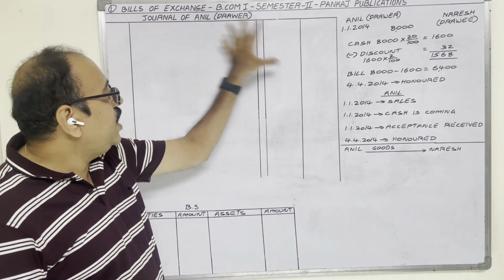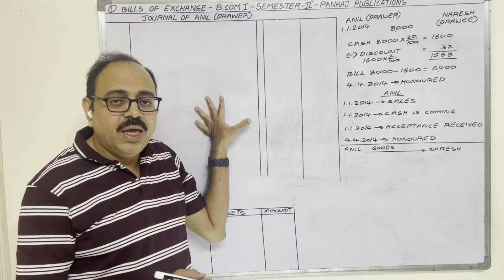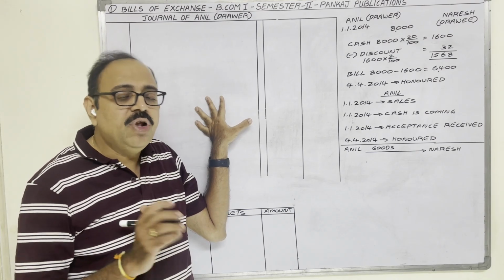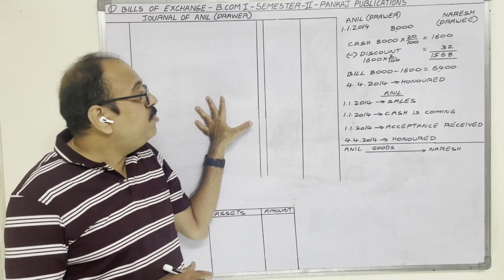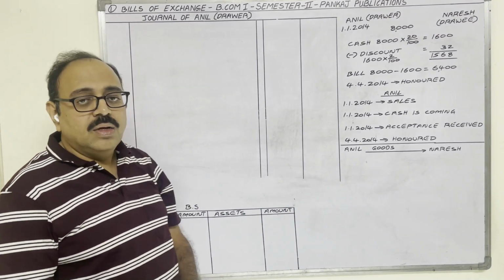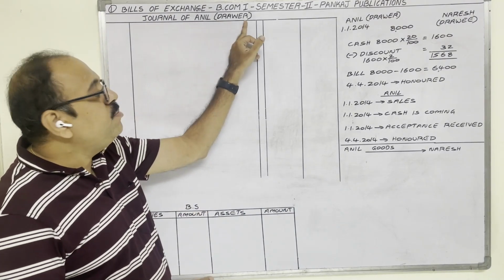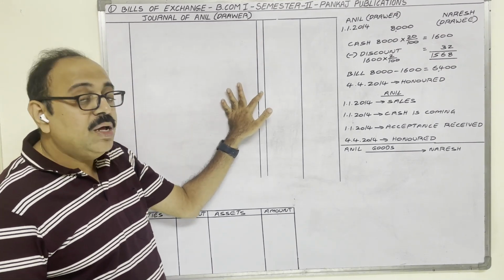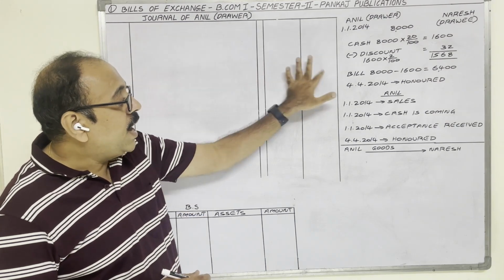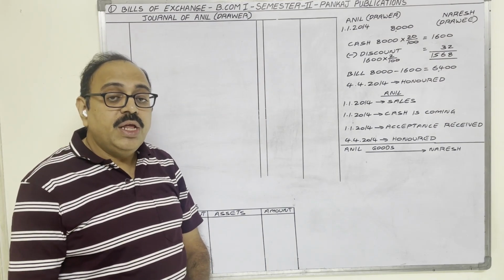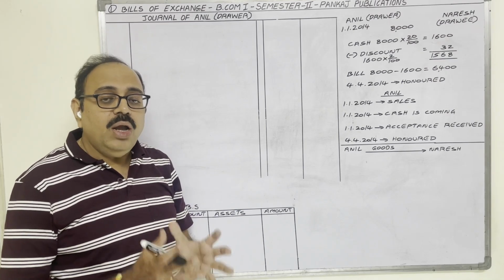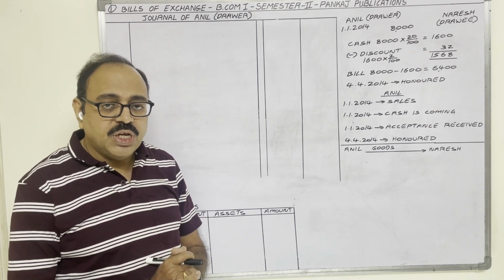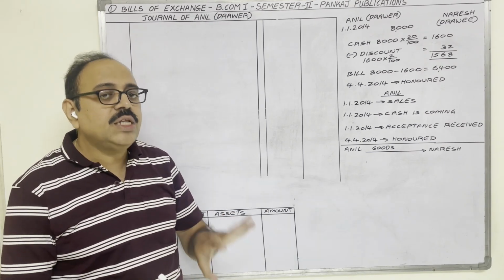See, I will explain the solution roughly on the board because I cannot write everything on the board now. But neatly on paper I will show the solution to you again. So first we prepare the journal of Anil. Anil is the drawer, so mention that in brackets. The journal format is date, particulars, LF number, ledger folio number, debit and credit. Now we are preparing the journal of Anil, so we have to analyze all transactions from Anil's point of view. Our assumption is that we are working as an accountant in Anil's firm.